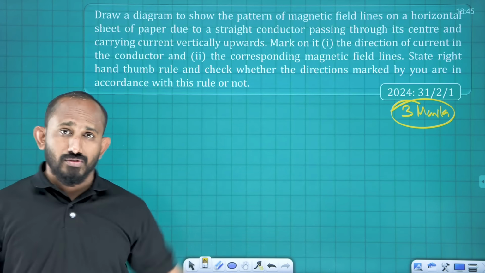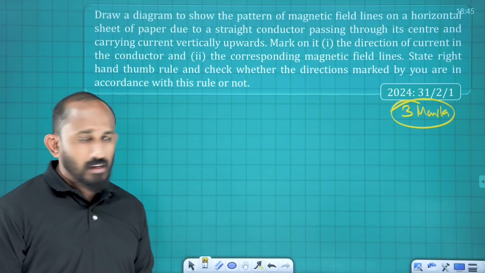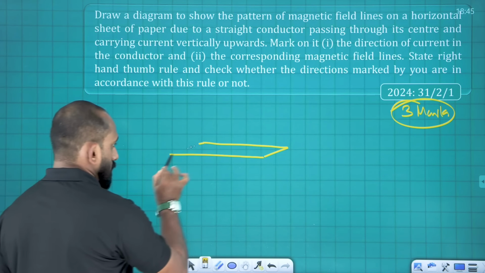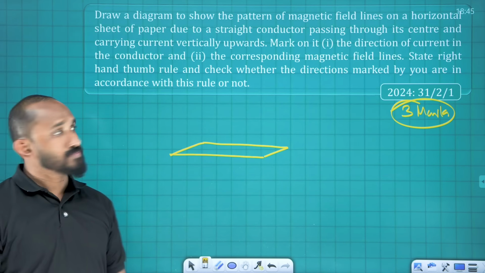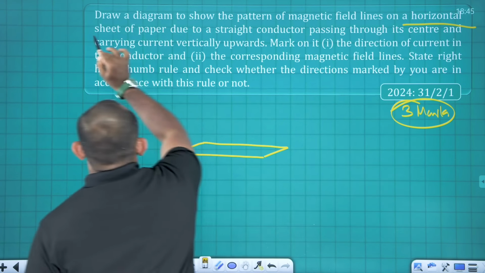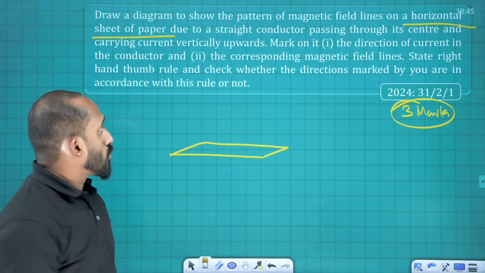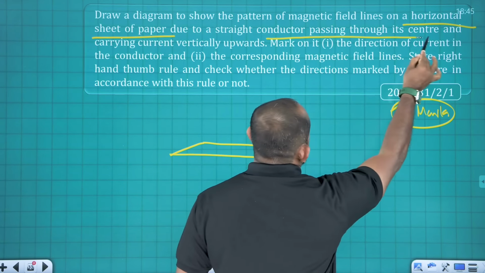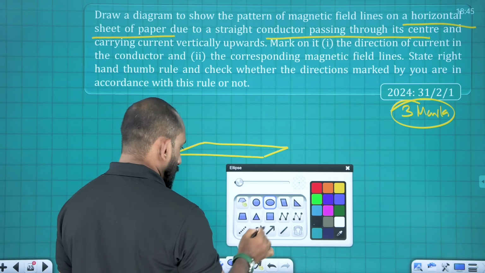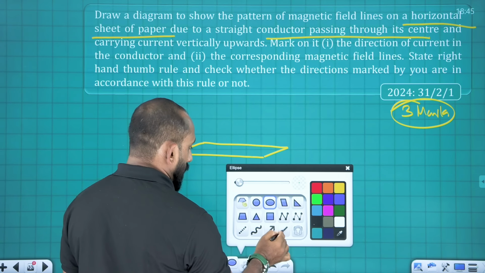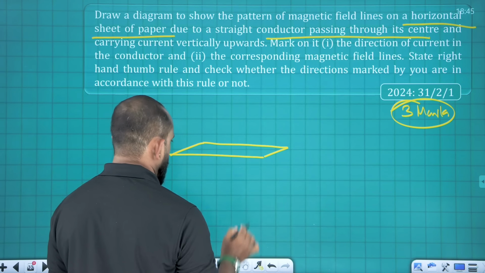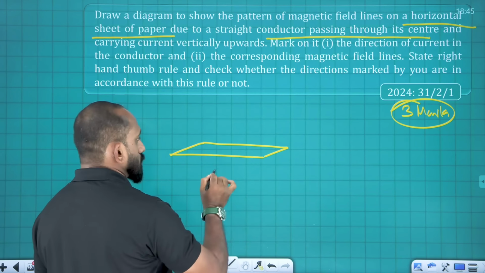See, first part is an activity. It's given in your textbook. So you take a cardboard. So magnetic field on a horizontal sheet of paper. A sheet of paper I take. So a straight conductor is passing through its center. So if you take a straight conductor which is passing through its center, through the center it's passing through.